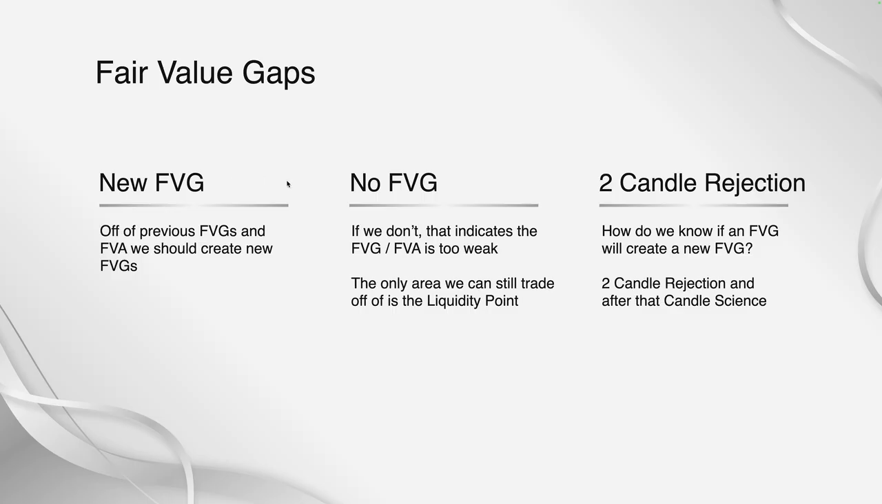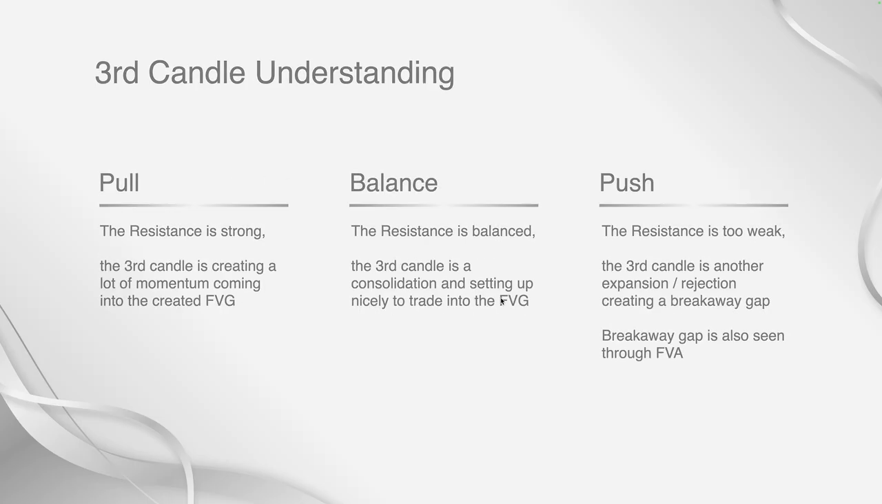Now from this, we are going to move on towards the next topic, which we mentioned already a little bit when we looked at the 1 minute on GBP New Zealand dollar. And we mentioned, can we now actually trade back into that fair value gap? What will we actually do? That is where the third candle understanding comes in. The third candle understanding is the following.